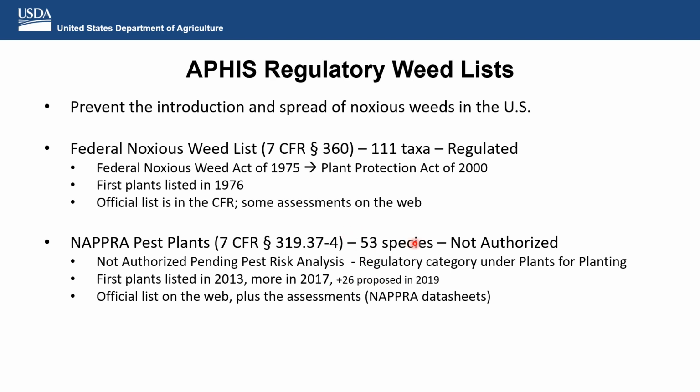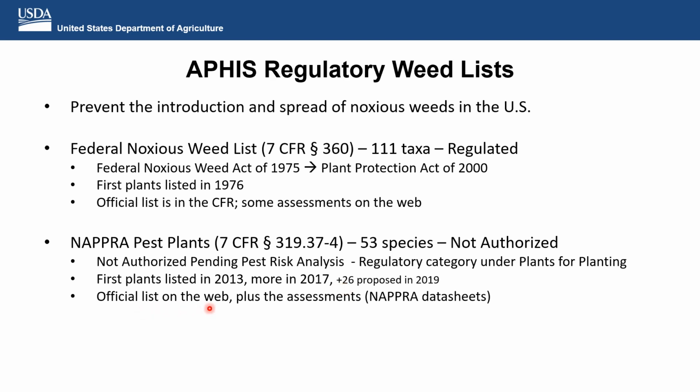Currently, there are 53 species on that list that are regulated as weeds. The first plants that were added to this list were added in 2013. We added some more in 2017, and just last November, we proposed to add another 26 species.